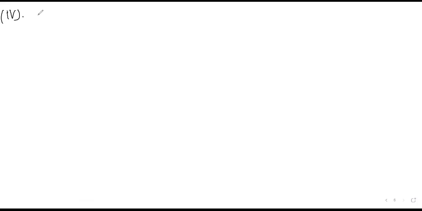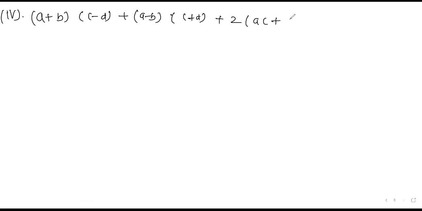So a plus b, c minus d, plus a minus b and c plus d, plus 2 times ac plus bd. This is the expression. This is quite big, so no need to panic, just solve one by one. Okay, so let us solve this one.